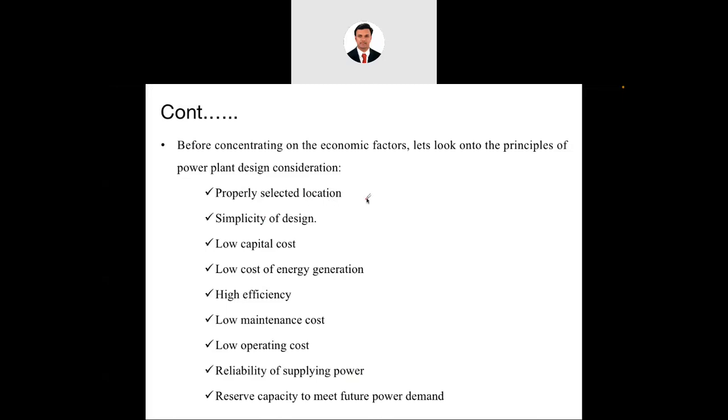If the location of that particular power plant is away from the resources, in that case the transportation cost is going to increase, and that will affect the electricity cost or energy cost. So it is directly concerned with the energy cost. If the location is far away from the resource, it will increase the cost of the energy.